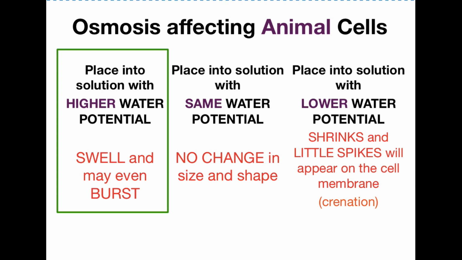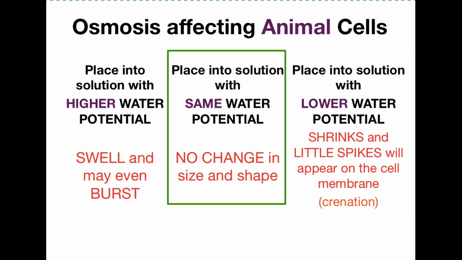When animal cells are placed into a solution with the same water potential as the cell cytoplasm, there will be no change in the size and shape, but osmosis still takes place, just at the same rate.